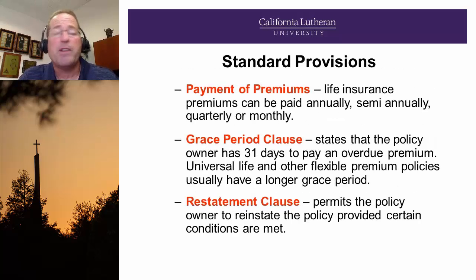Some of the standard provisions in life insurance contracts is the payment of premiums. They can be paid annual, semi-annual, quarterly, or monthly, and in some cases they can be paid years in advance. For example, in California, you can prepay your life insurance premiums for 10 years in advance. In the state of Texas, in contrast, you can prepay 15 years in advance.